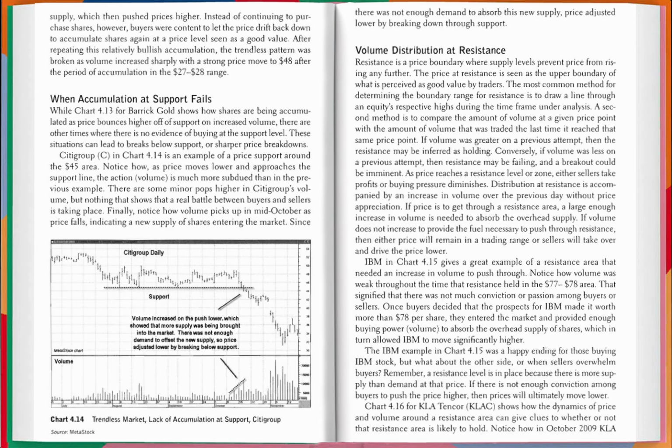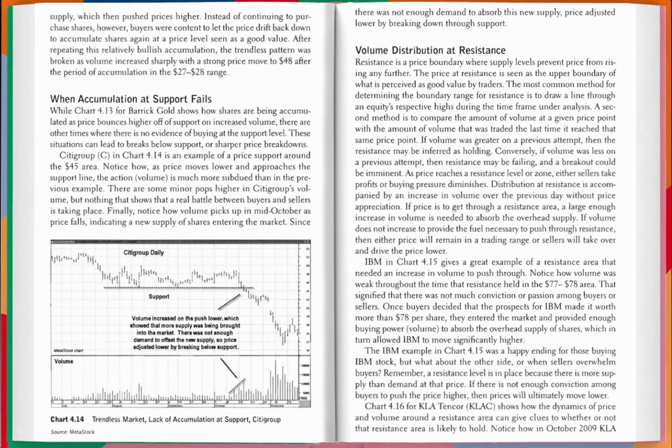Volume distribution at resistance. Resistance is a price boundary where supply levels prevent price from rising any further. The price at resistance is seen as the upper boundary of what is perceived as good value by traders. The most common method for determining the boundary range for resistance is to draw a line through an equity's respective highs during the time frame under analysis.